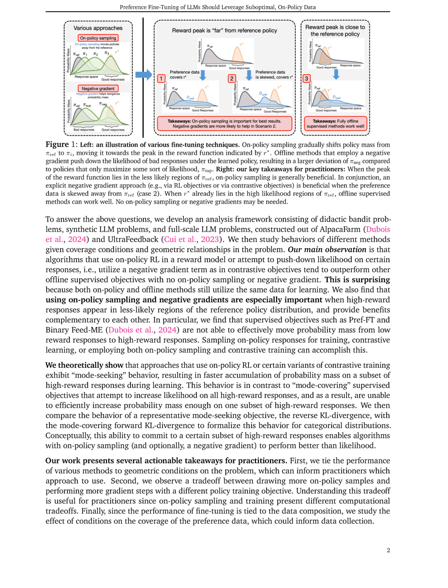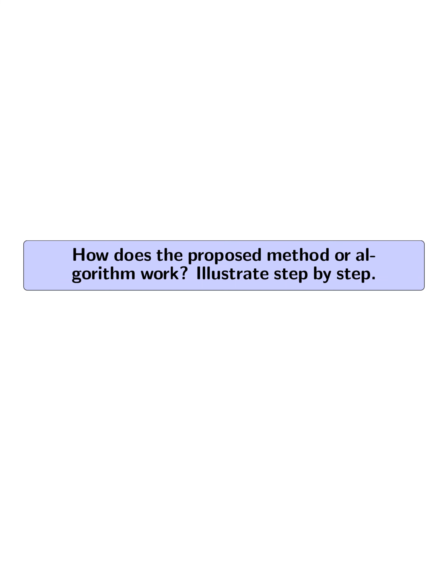The method aims to unify on-policy sampling and negative gradients into a mode-seeking framework to optimize policies effectively for preference fine-tuning of language models. How does the proposed method or algorithm work? Illustrate step by step.